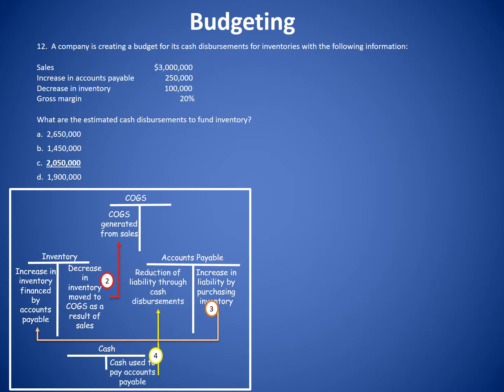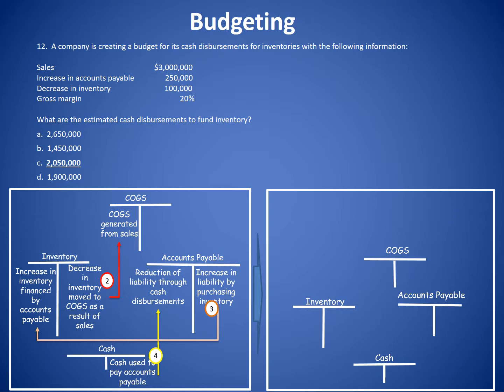Lastly, if we have a debit to accounts payable, the likely place that came from was a credit to cash where we pay down the accounts payable. So this represents a debit to accounts payable and a credit to cash, which was used to pay down accounts payable. Now we're going to take that concept and add a concept also called gross margin, and we're going to go back and see how we determined the cash disbursements of $2,050,000. So again, let's take a look at our accounts: cost of goods sold, inventory, accounts payable, and cash.